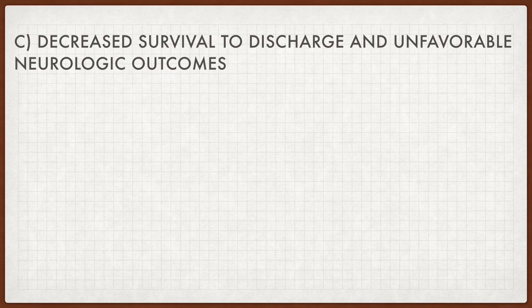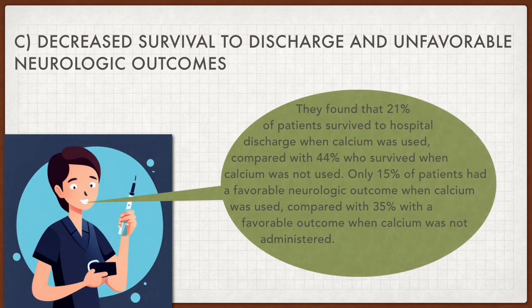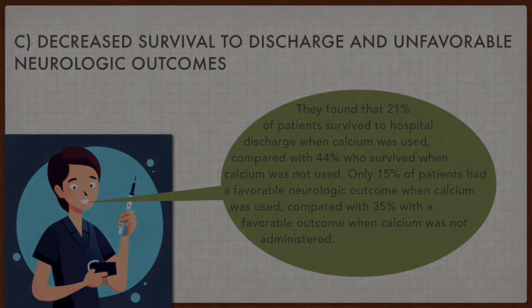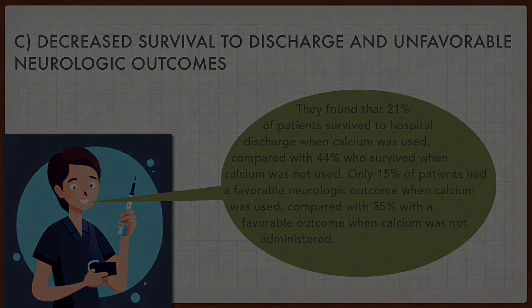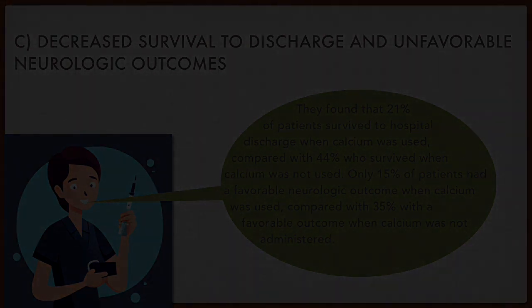C. Decreased survival to discharge and unfavorable neurologic outcomes. They found that 21% of patients survived to hospital discharge when calcium was used, compared with 44% who survived when calcium was not used. Only 15% of patients had a favorable neurologic outcome when calcium was used, compared with 35% with a favorable outcome when calcium was not administered.